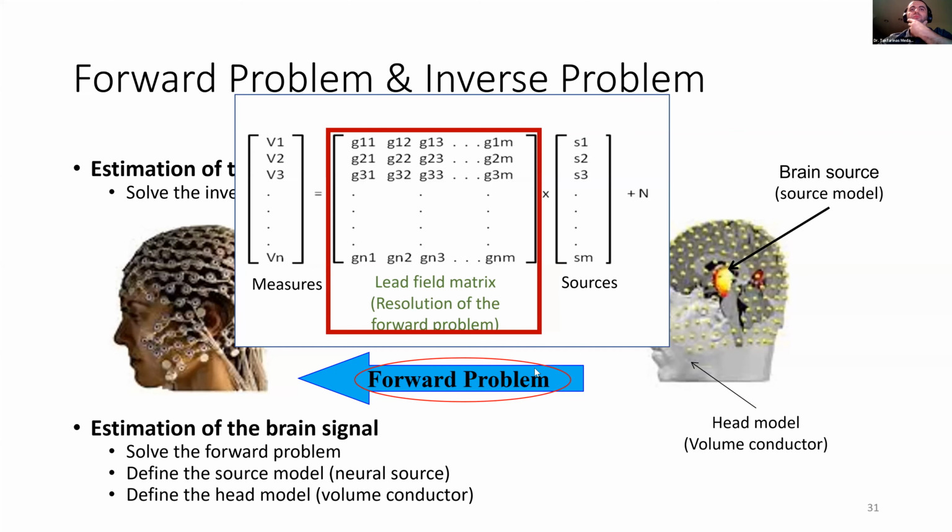Solving the forward problem will give us this lead field matrix, or the forward operator, that links the source to the measure. Here we have all the measures: V1 is the recorded signal in channel 1, V2 in channel 2, and so on. And here S1, S2, S3 is the localization of the dipole or the source in the brain. This localization has one position and also an orientation, because it's a dipole. From that, we need to compute this matrix that maps the source to the measure. This is required to solve the forward problem, and also later to solve the inverse problem.